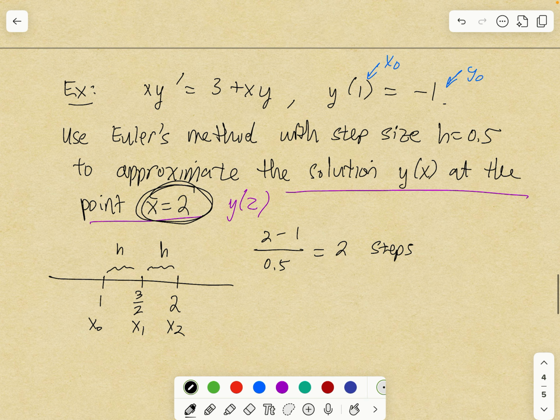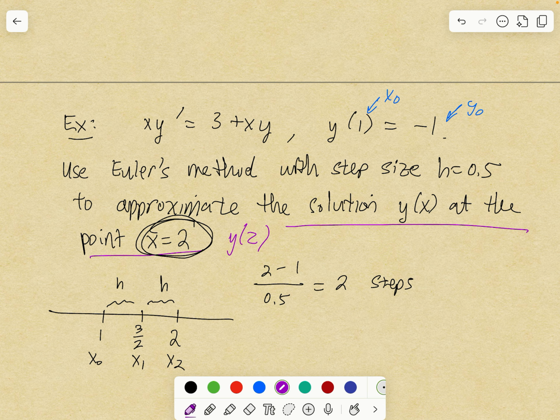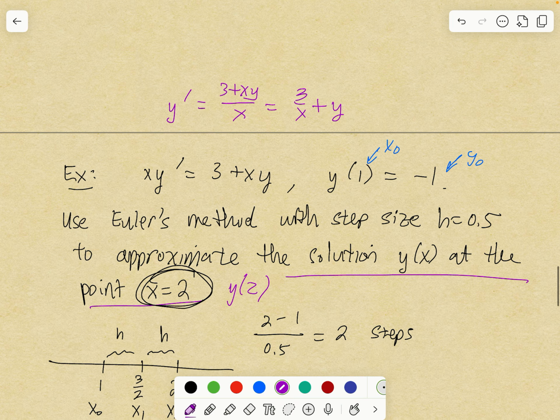If you look at this example, is y prime by itself? No, it's not. There's an x times it. So what do we have to do? We have to divide both sides by x, because we need y prime equals something to be our differential equation. So we take this differential equation and divide both sides by x. We get y prime is 3 plus xy over x, and I'm just going to simplify that to 3 over x plus y. So that's our f of x, y. That's what we use.